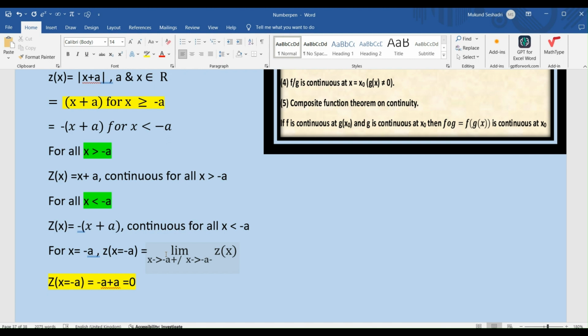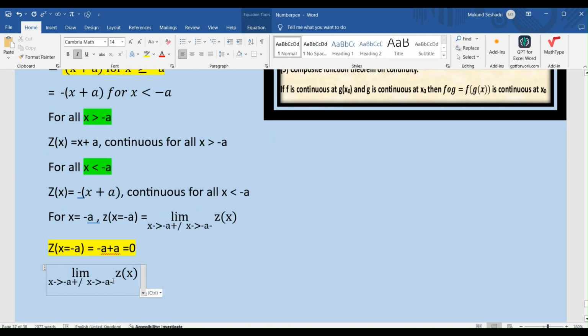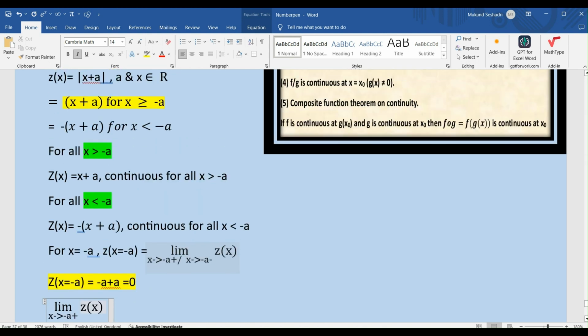And for the limit, I pull out my LHL and my RHL. So let's evaluate our RHL first. And what is my RHL? Remember, x tends to minus a plus h, and h is infinitesimal, therefore tending to 0. And what do we have? In that particular case, I will have to apply this function still.